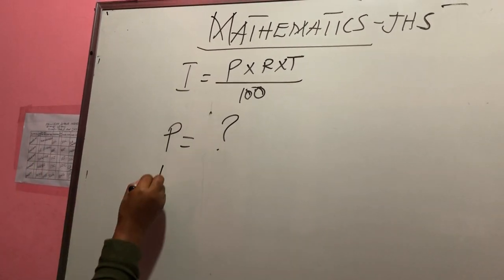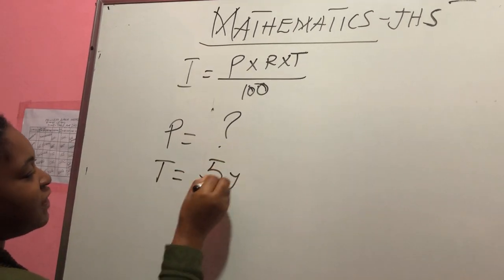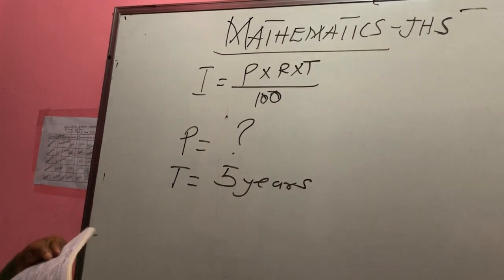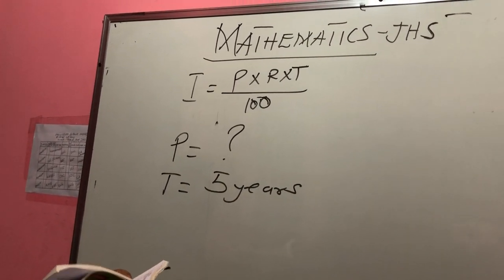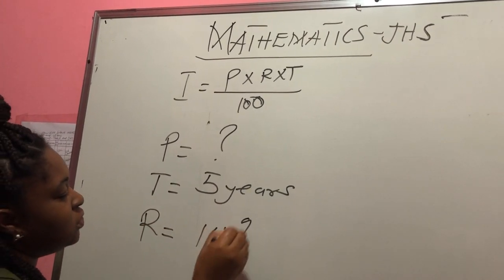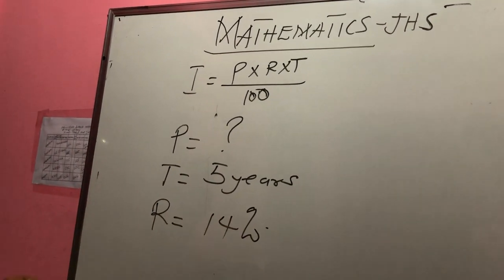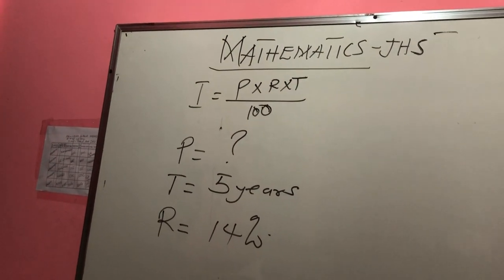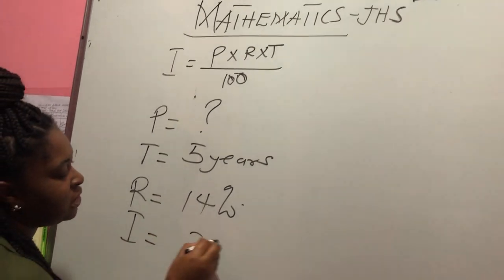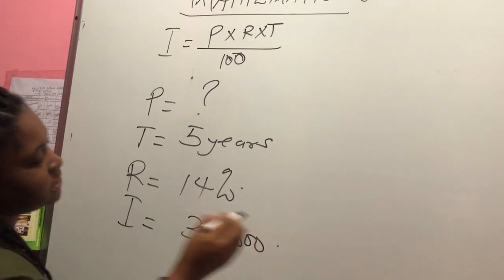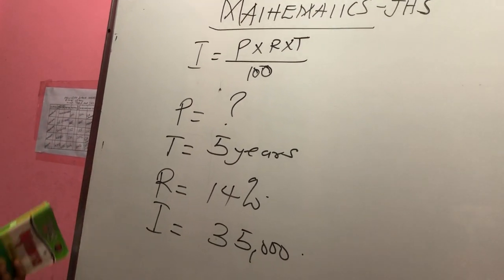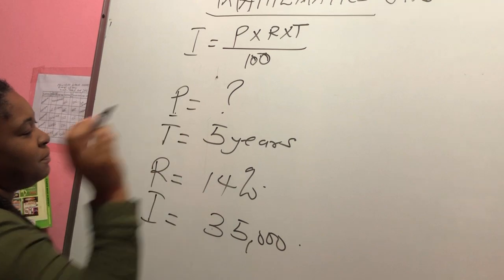Now, a man deposited an amount of money in his savings account for 5 years. They have given us the time, haven't they? The time is what? 5 years. The rate of interest, don't we know rate is always in percentages? We do. So rate 14%. And if the interest was 35,000, they have given us interest as what? 35,000. Your question is what? Find the amount you deposited. So we are finding the principal.